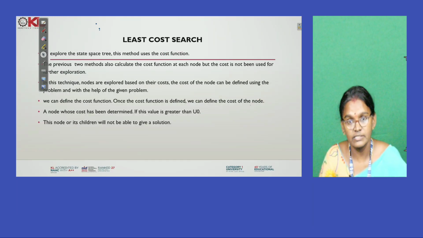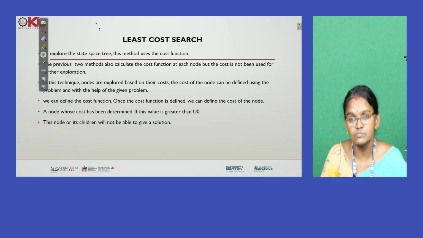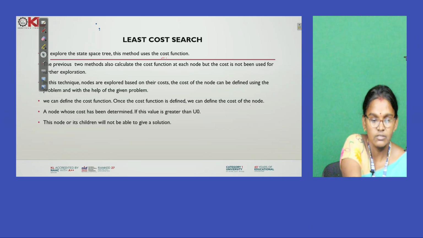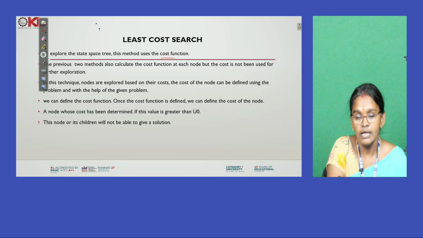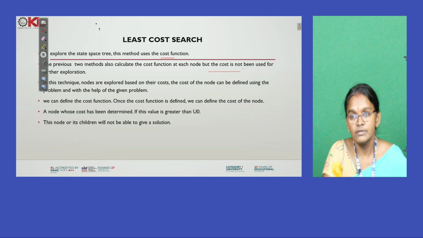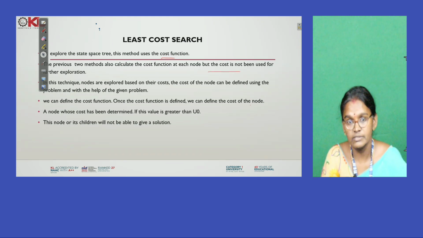And the next method is the least cost search method. It is mainly used with the same state space tree technique. In this method the cost function is mainly used, and it is represented in the form of a cost function. The previous two methods also calculate the cost function, but do not mention any cost, and cost is not used for the exploration.